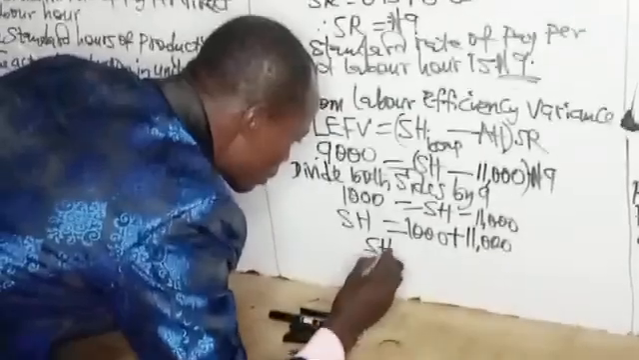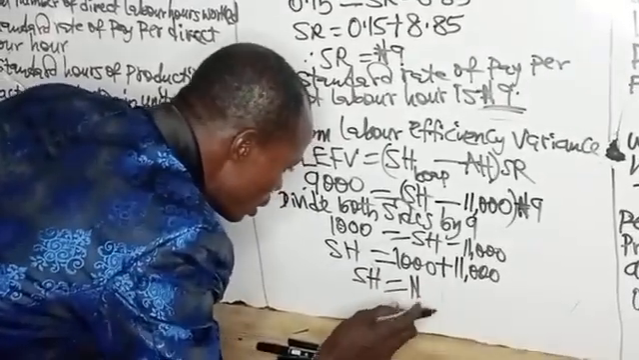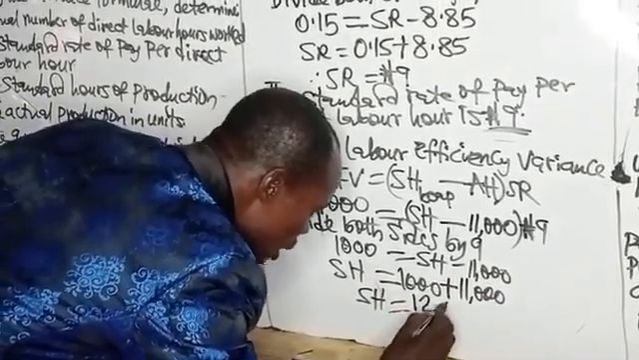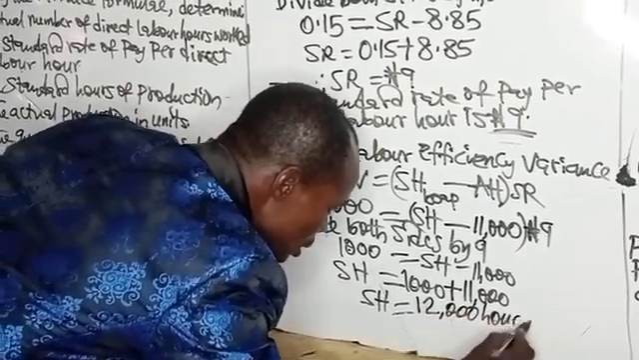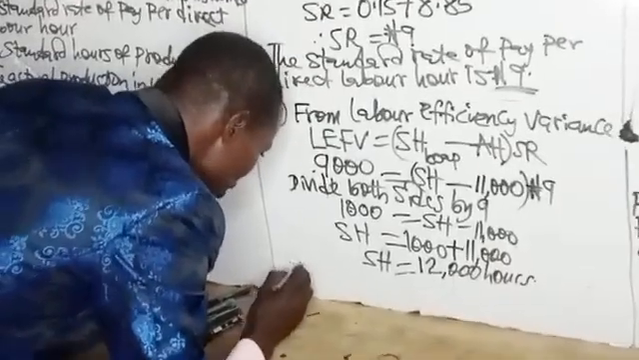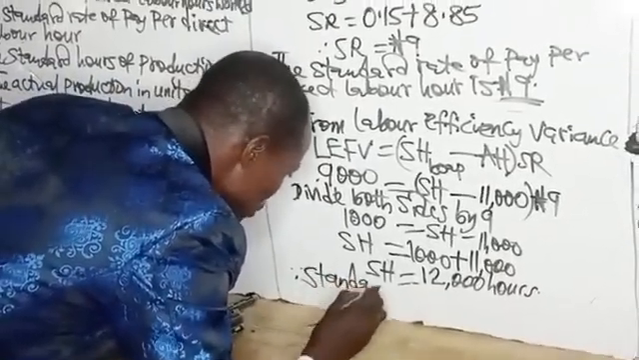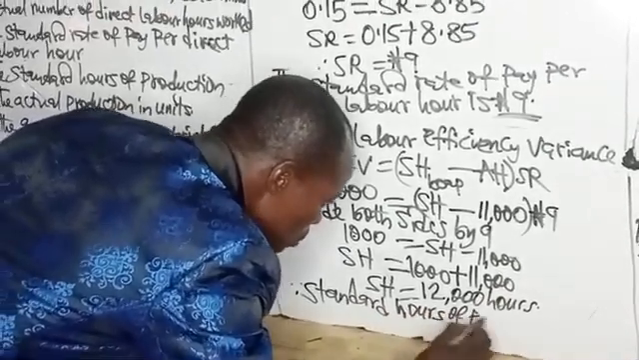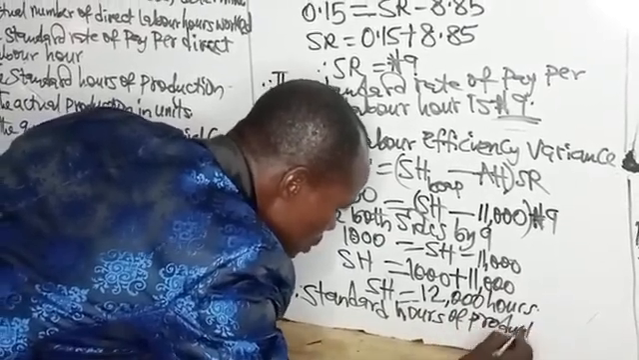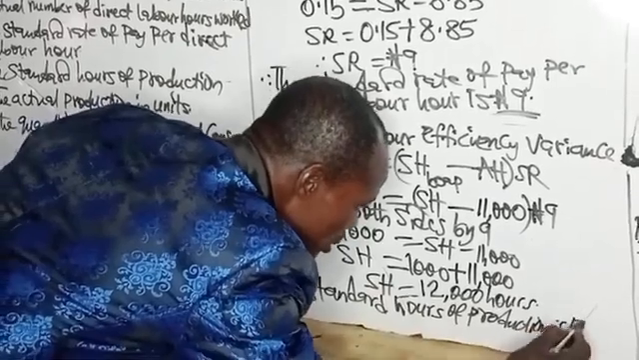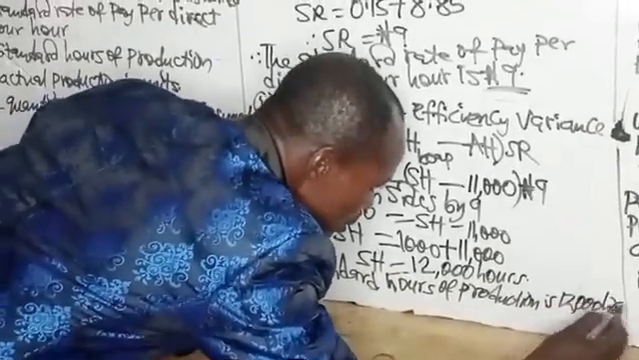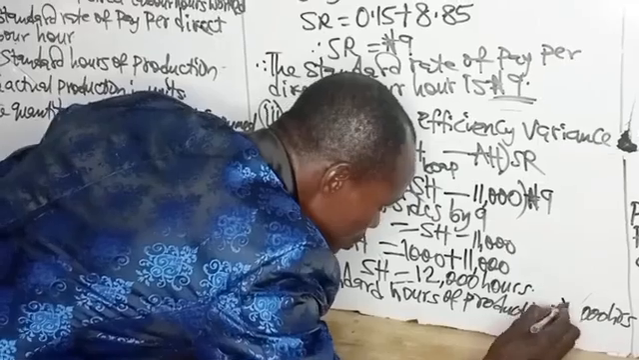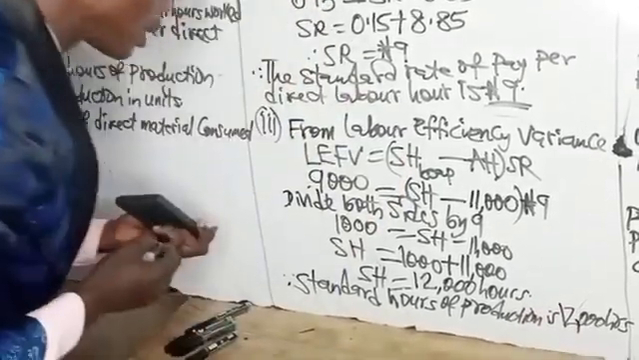So SH equals to standard hour. That is 1,000 plus 11,000, which is 12,000 hours. Therefore, standard hours of production is 12,000 hours. That is the solution to Roman figure 3.